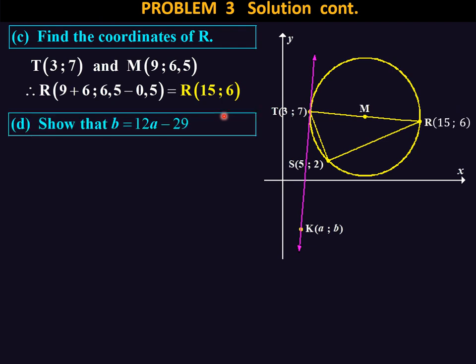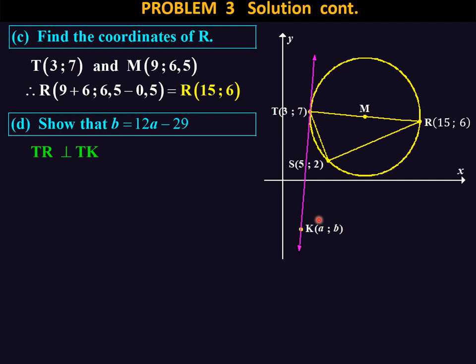Now we have to show that B is 12A subtract 29. 12A minus 29. So I have to see now B. Where is this B? So I have to use this, and this is part of the tangent. Right? So if I can get the equation of the tangent, right? So I need to use the tangent to get that. To work out that B, I definitely need to use the tangent. So let's see what we can do here.